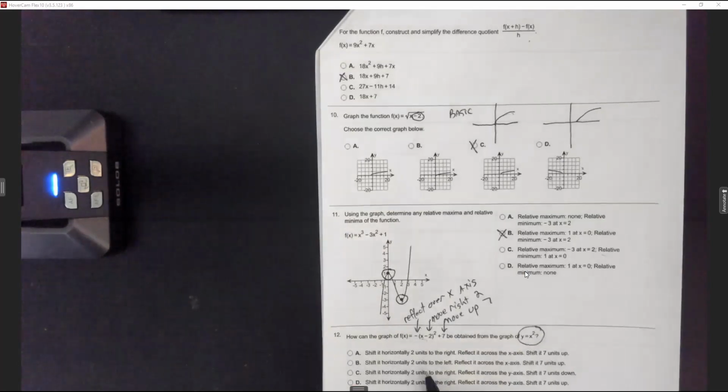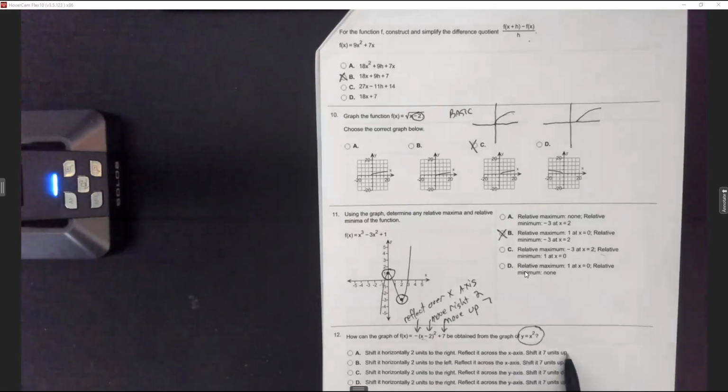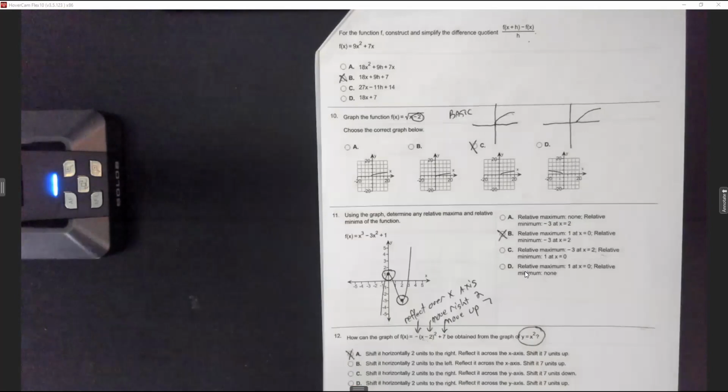So let's see what we got. We went right 2. So A, C, and D have right 2. Reflected across the x-axis. Down here, they put y's on those, so those are both definitely wrong. And then we said shifted 7 units up, so we would have to go with A. So y'all just find your moves, and one of these answers will match up with what you're finding, okay? You don't have to graph these. That's the nice thing.